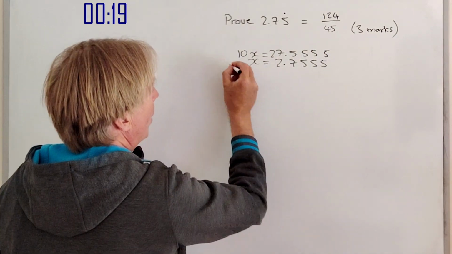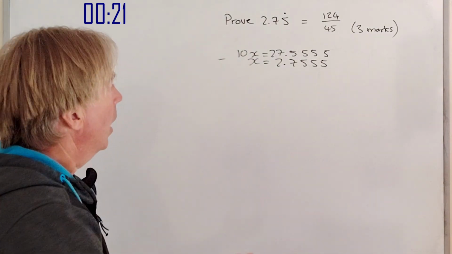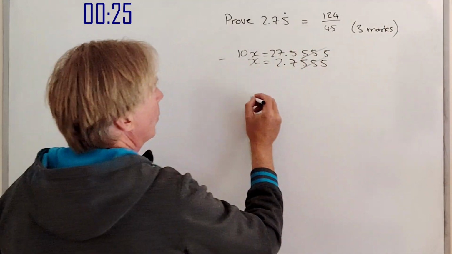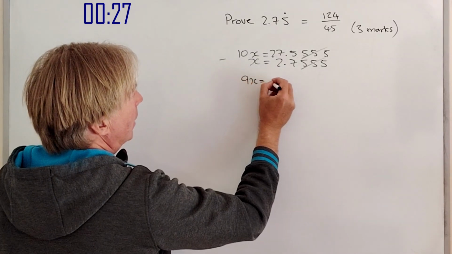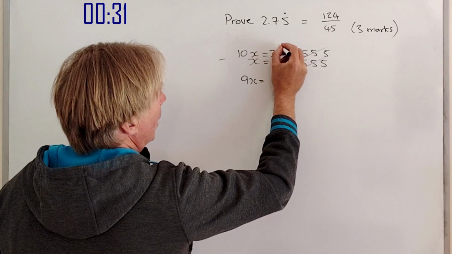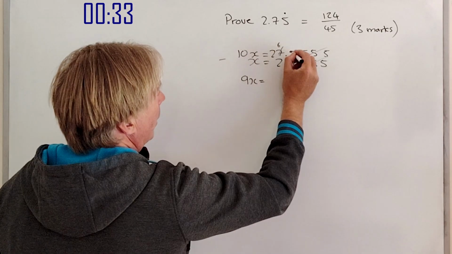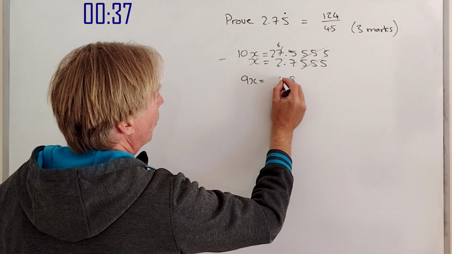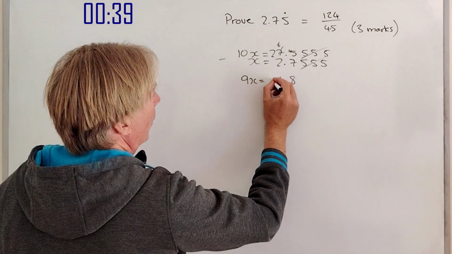27.5555. Line my 5's up, and I'm just going to subtract them. The whole purpose of this is to line my 5's up here so they can eliminate those. So here I get 9x is equal to, so only 7 from 5 can't be done. So 7 from 15 is 8. Decimal point, 2 from 6 is 4. And we're left with a 2 there.